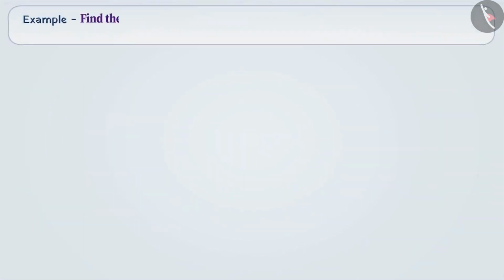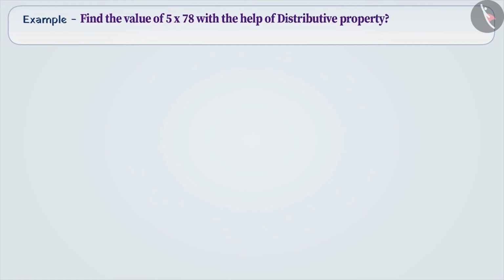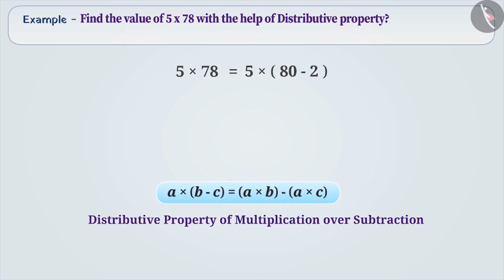Next example. Find the value of 5 into 78 using the distributive property. We can write 5 into 78 as 5 into (80 minus 2). This can be written as 5 into 80 minus 5 into 2 by the distributive property of multiplication over subtraction. Solving this, we get 400 minus 10, which is equal to 390. Therefore, by using the distributive property, we can find the solutions very easily.